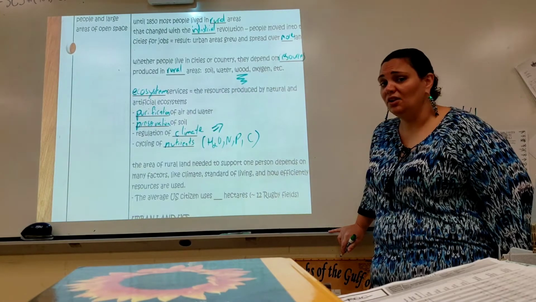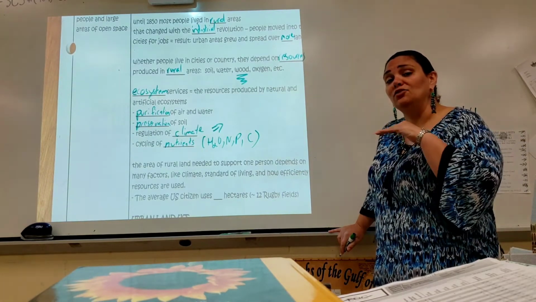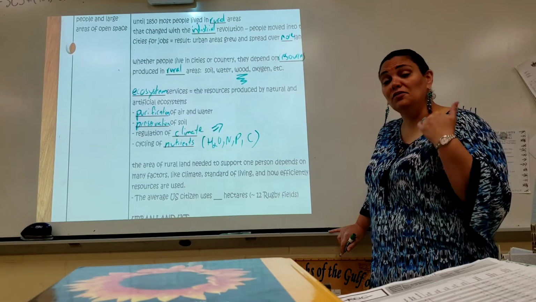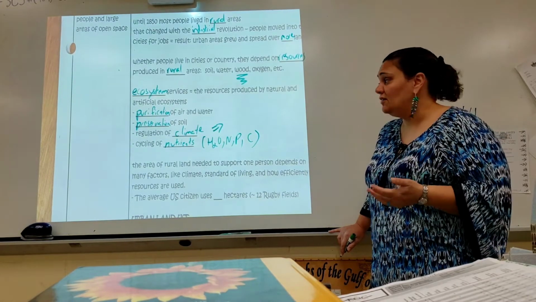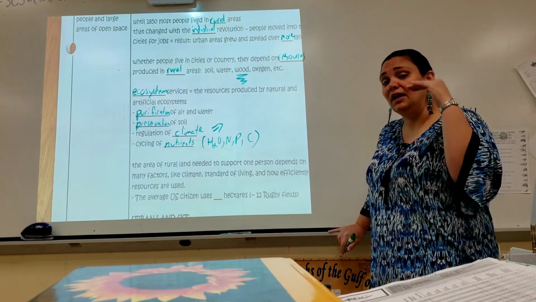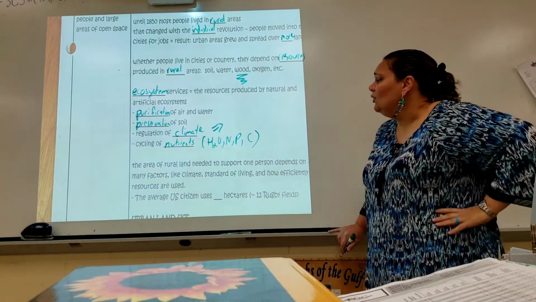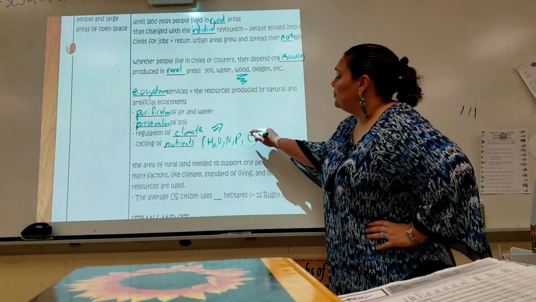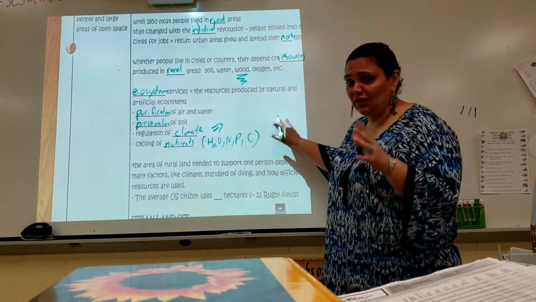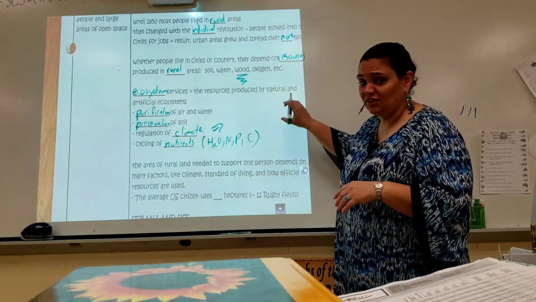So what a lot of cities are starting to do is create these greenhouses, these gardens on top of their buildings. And what they've noticed is by doing that, it's actually cooling not only the building, but the entire city itself. So it's been a huge help, and we're actually going to talk about that on the back of this sheet in just a second.